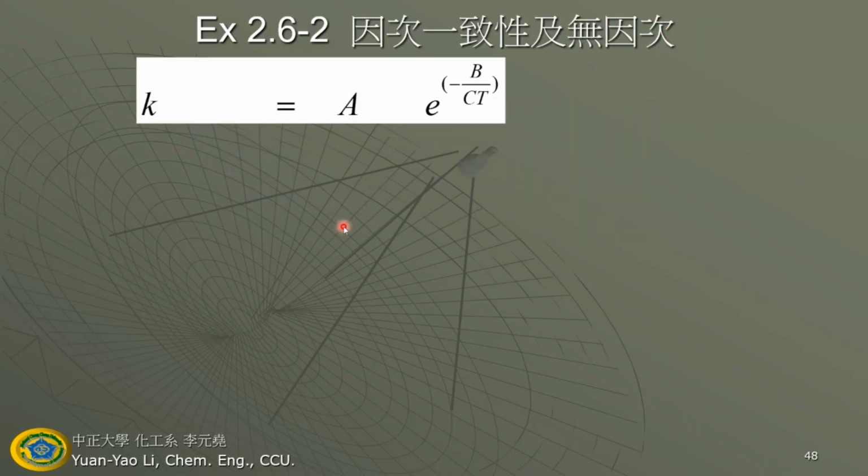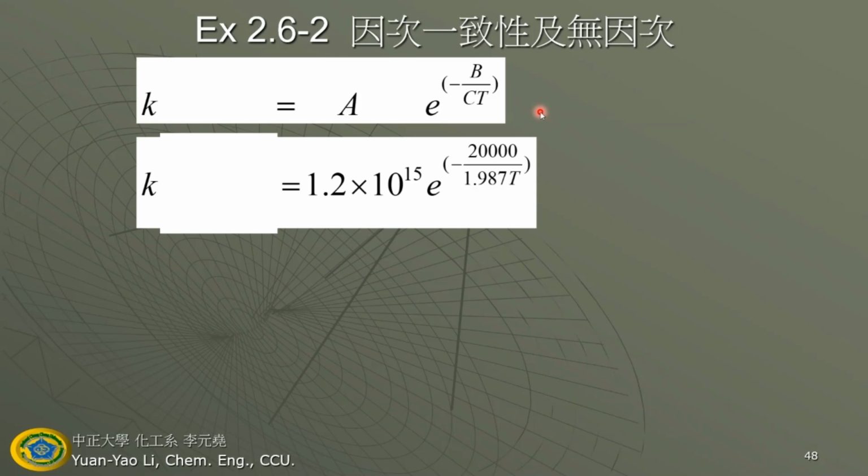Okay, so this is an example in your textbook. This equation is K equals A times exponent of minus B divided by CT. Here, I tell you that A is 1.2 times 10 to the 15th, and B is 20,000. C is 1.987. So I give you the numbers of A, B, and C.